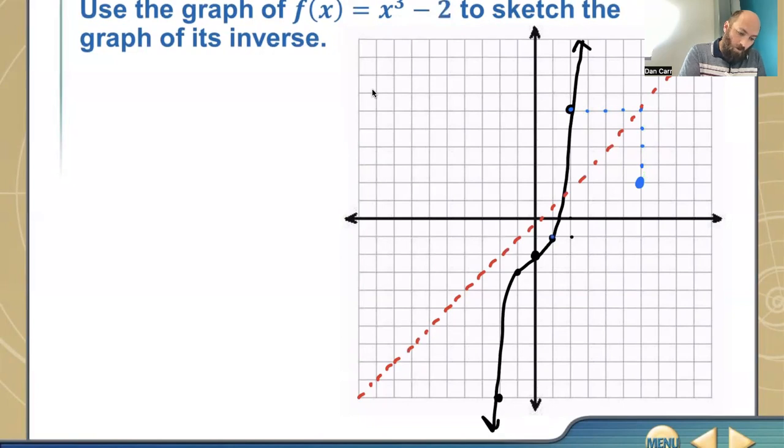This point here, you can go 1, 2 up here. I'm going to go 1, 2 over here. This point is also going to go 1, 2. So I'm going to go 1, 2. This one's going to go 1, 2, and then 1, 2 again.